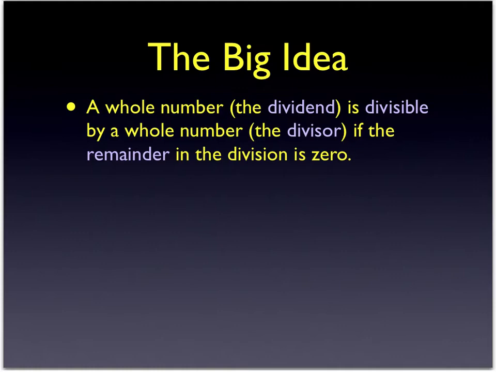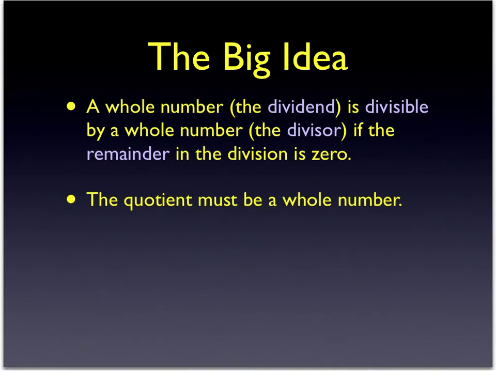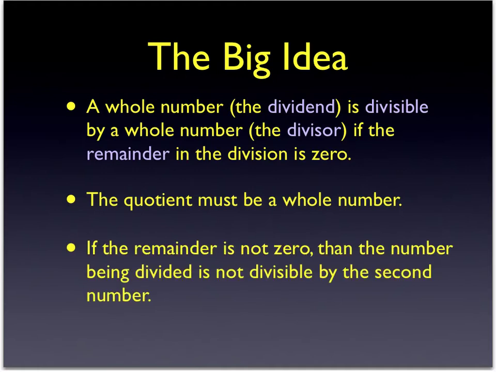If you need to pause the video, you can do that so you can write down the definition. The next thing I want you to write down is this important note. The quotient must be a whole number for divisibility to be true. And if the remainder is not 0, then the number being divided is not divisible by the second number. Remember, you can pause now and write all of this down in your notebook. Start up the video once you're done.